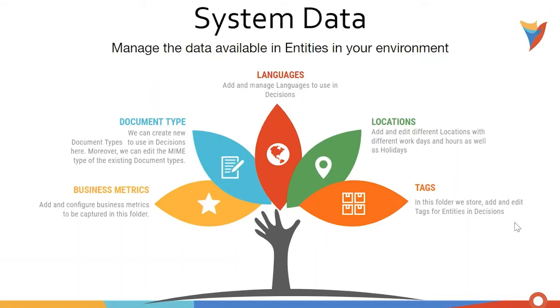Tags is the place where we can store, add, and edit tags for entities in Decisions. Business metrics is the place where we can add and configure business metrics to be captured in that particular folder. And the last one is document type. We can create new document types to use in Decisions. Moreover, we can edit the documents or change the values in the existing documents as well. So these are the most commonly used functionalities under system data.